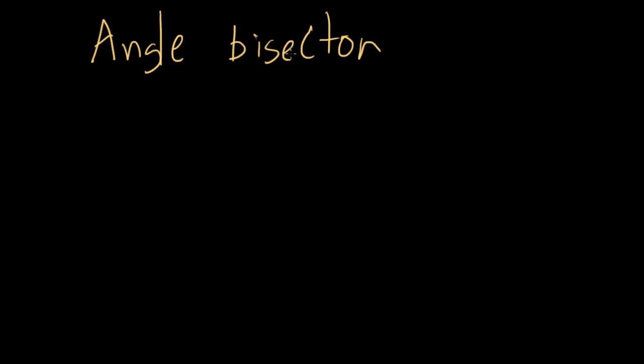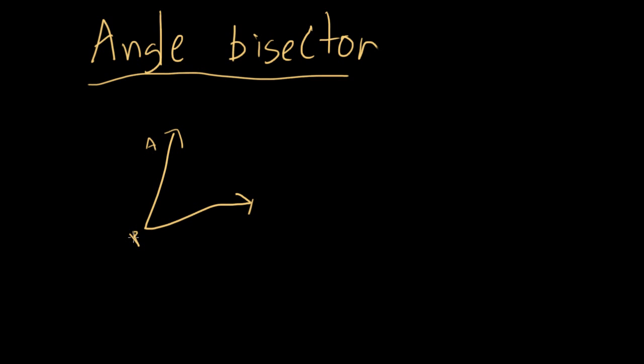We can also have something called an angle bisector. An angle bisector cuts an angle in half. So maybe we've got this angle. This is angle ABC. Okay. If I had an angle bisector, it would go right down the middle.